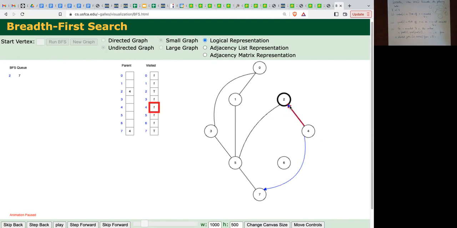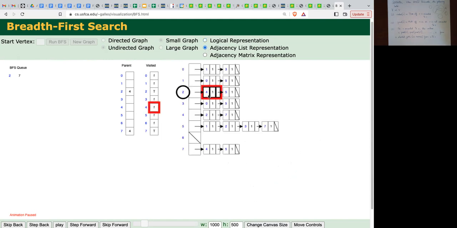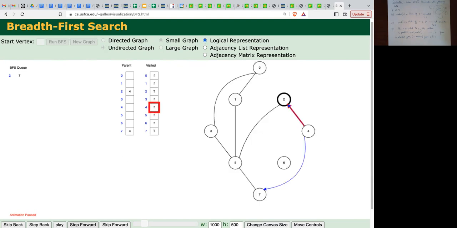Remember, when it's traversing the adjacency list, if anything is already visited, it moves on to the next one without doing anything. So that's what's going to happen here. It's already seen 4. Now that is not marked here, as someone pointed out. So that's an error in the viz, but actually the underlying code is correct.